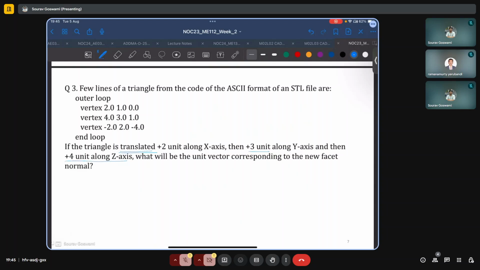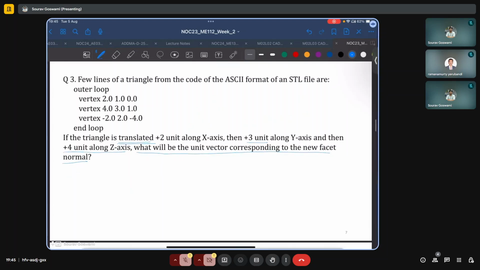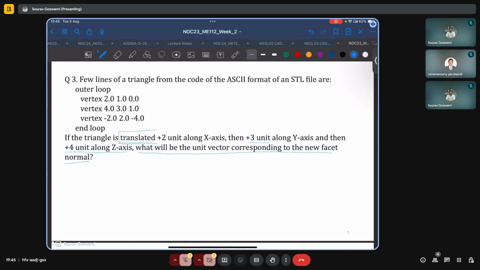And this might sound like a lot of work, where we again find the positions of the new vertices, find few vectors linking those vertices, find the unit normals, and so on. But if we are careful, we'll find that the present question deals with translation, and we'll assume that this is pure translation, so there is no rotation component at all.